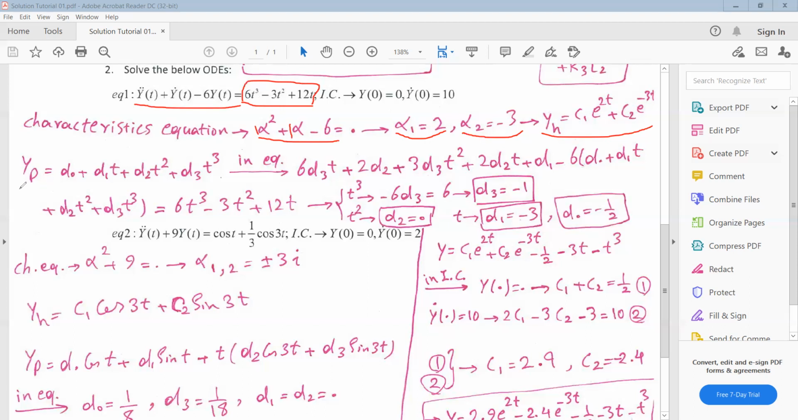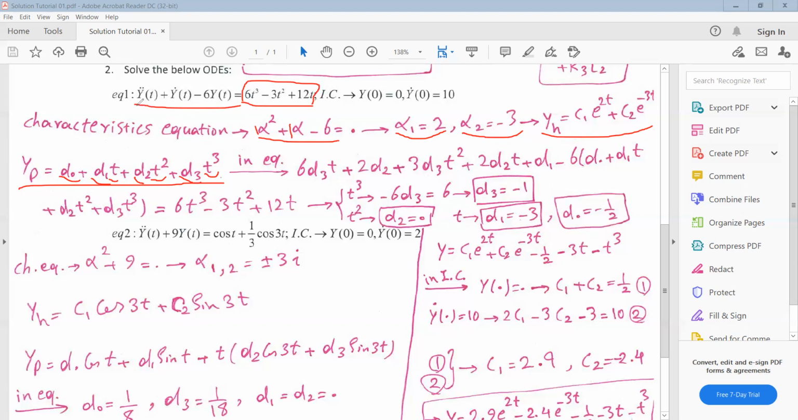So the particular response for this part is equal to a polynomial of order 3. As you can see, d3 times t cubed, d2 times t squared, d1 times t, and d0. We need to obtain d0, d1, d2, and d3 by plugging into the equations.